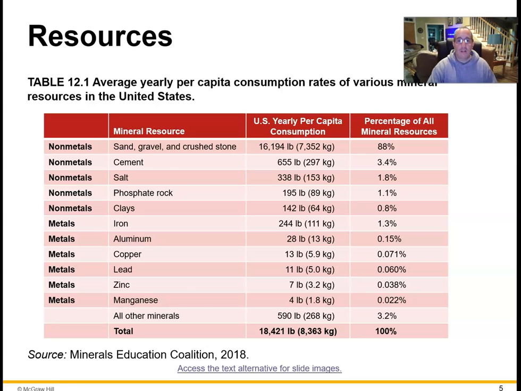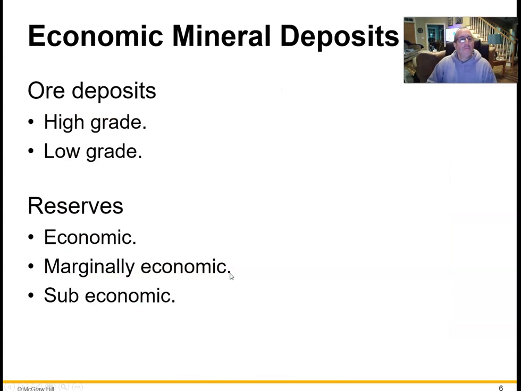Cement, you can see second there with 655 pounds per person. These are all non-metals. When you get down to the metals, you can see for the most part they're less than the non-metals, but still quite a bit of metals. And this is just a graphic, an aid to let you know how much of this stuff we actually use in the year for our population here. And it's pretty extraordinary how much we actually do use.